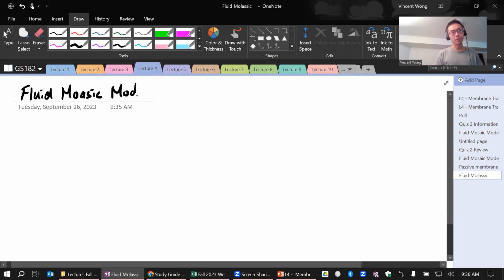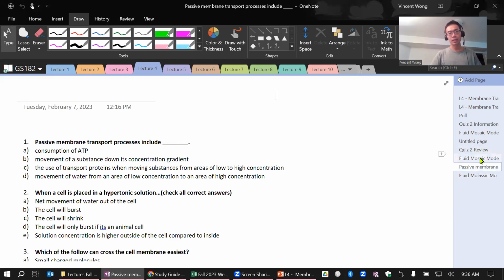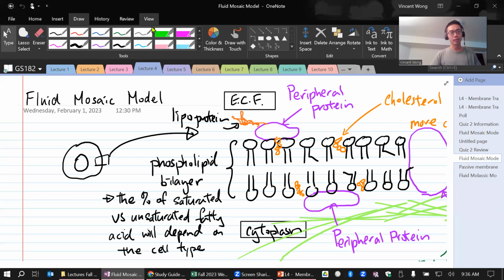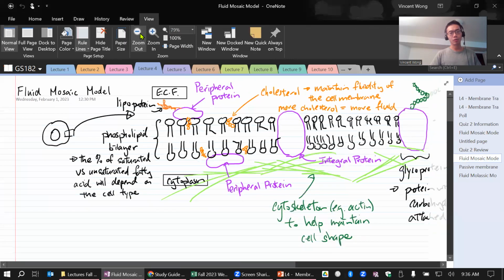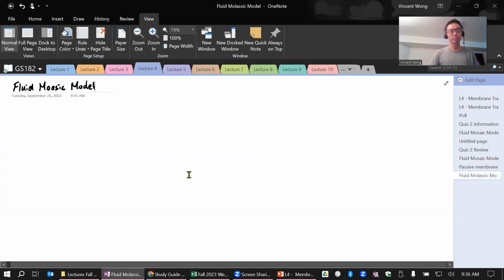Okay, for those of you who are planning ahead, like how big should your page be and so forth, this is what we're drawing. This whole mess is what we're drawing, so plan your space accordingly. So this is a cell, and we're basically taking a piece of the cell and then looking at it.